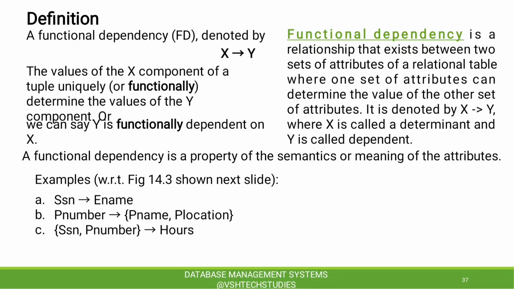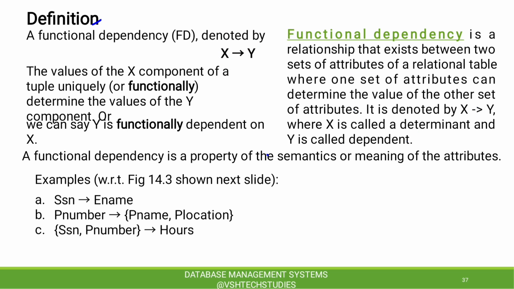So the first question is, what is functional dependency, or define functional dependency? Functional dependency is a relationship that exists between two sets of attributes of a relation or table, where one set of attributes can determine the value of another set of attributes. It is denoted by X arrow Y, where X is called the determinant and Y is called the dependent. That is, the value of X determines the value of Y. X is called the determinant and Y is called the dependent.